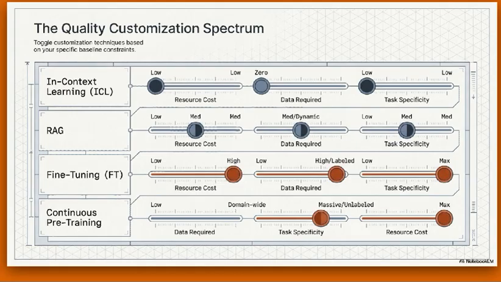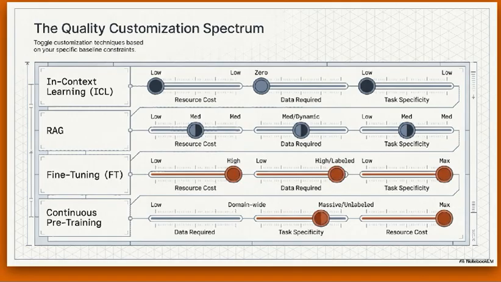I mean, if we are constrained by this trilemma, we need specific tools to adjust these levers. We need highly optimized methods to customize the AI without destroying our latency or our budget. Exactly. And the blueprint maps this out on what it calls the quality customization spectrum. Right. This spectrum is essentially the control panel for an AI architect. It outlines 4 distinct techniques, right? Yeah, 4 main methods for injecting custom knowledge or behavior into a foundation model. And it scales all the way from entirely stateless interactions up to fundamentally altering the model's neural weights.